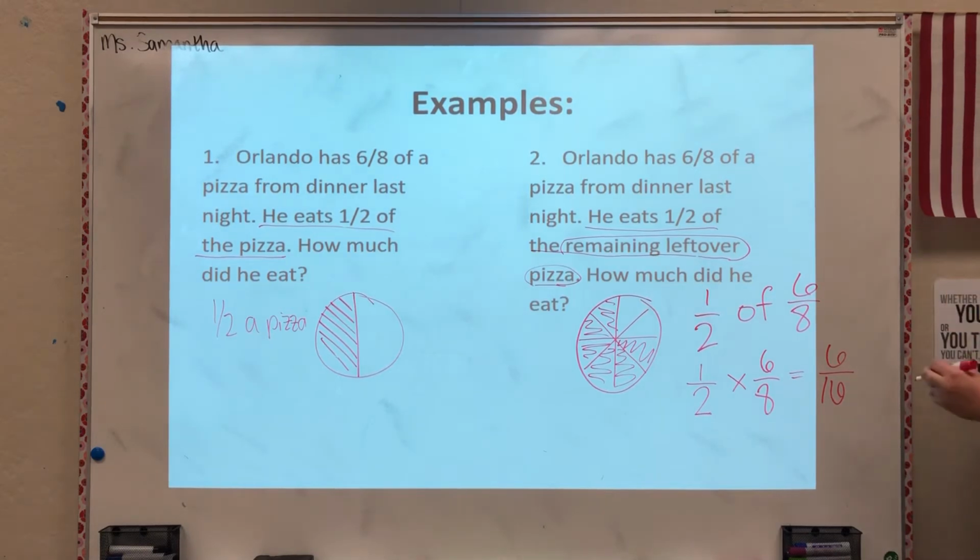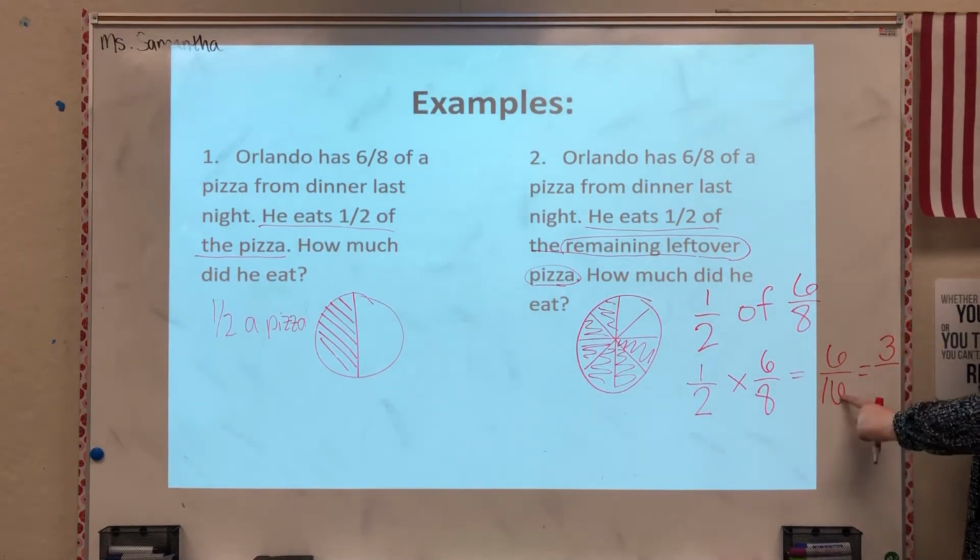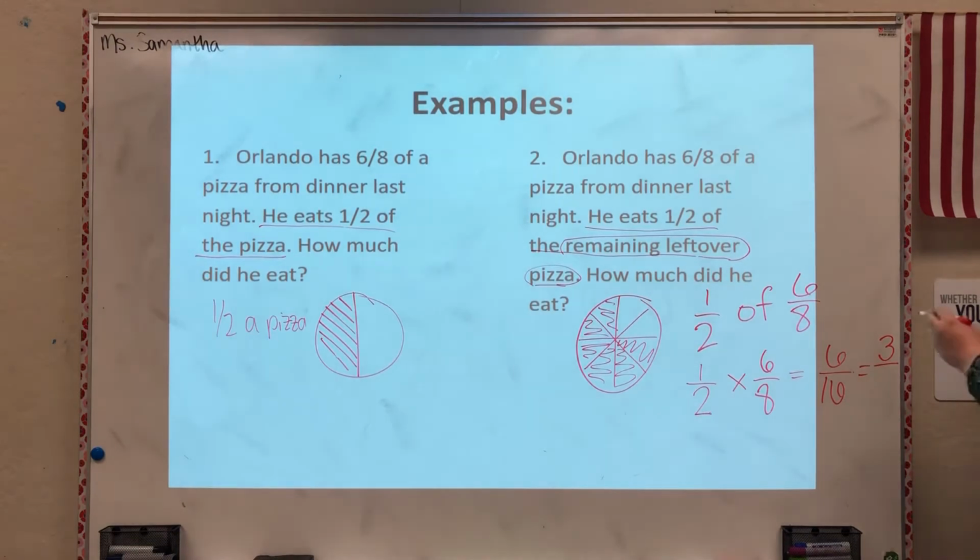And then my last part would be simplifying this. So I can simplify 6/16. They're both even again, which means I can divide by 2. If I divide 6 by 2, I get 3. I divide 16 by 2, I get 8. And so I get the answer 3/8.